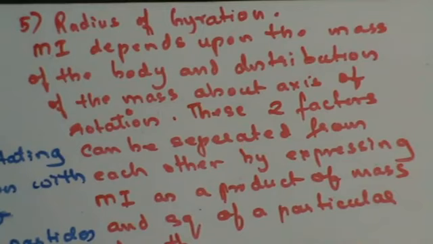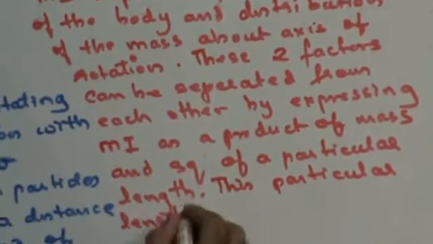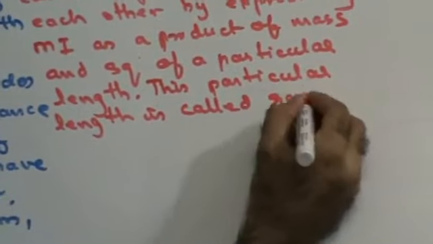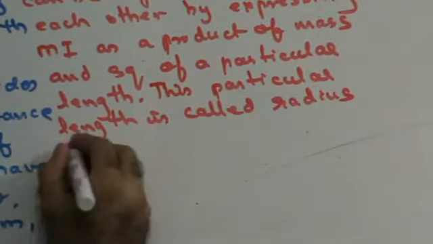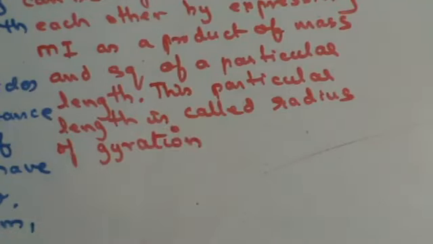Right? Now this particular length is called the radius of gyration. Fine, do you get this thing there? So do you understand what is radius of gyration?